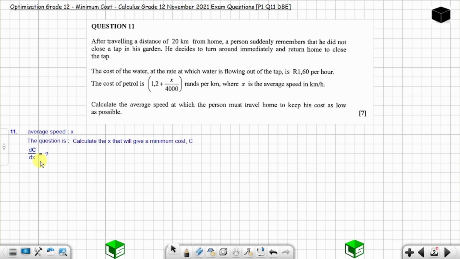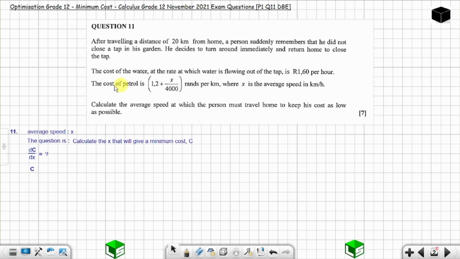So we need to know our cost. What is the cost? I'm going to use C for cost. When you start from here, you have water. Water will cost the person because the person is away from home. He needs to go back home and close the tap. So before he can reach home, it will cost him this amount per hour. If he spends 2 hours to get home, you have this amount times 2 hours. This price is for 1 hour.